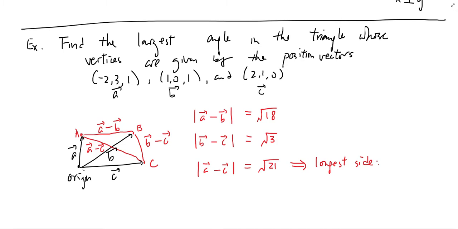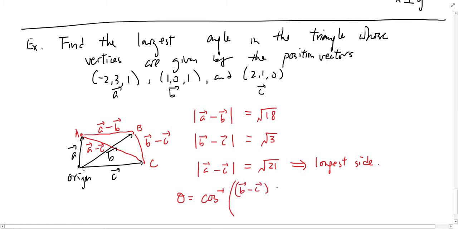So how do I find the largest angle? I need to use the 2 vectors that form that angle. So in this picture, A minus C is right here. And the angle opposite to that is vertex B, which has A minus B and B minus C as the 2 sides. So we're going to use that to help us figure out the angle. So angle theta is cosine inverse of vector B minus C dot product vector A minus B, over the length of B minus C and the length of A minus B.